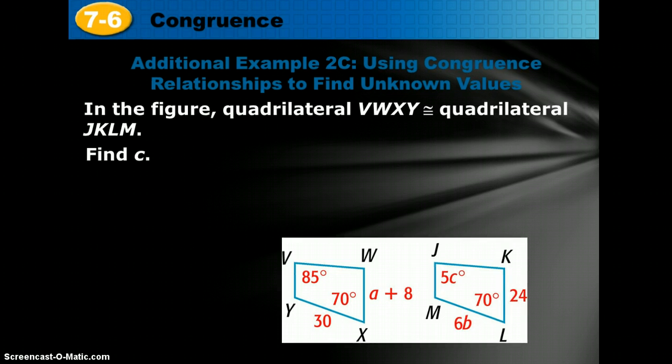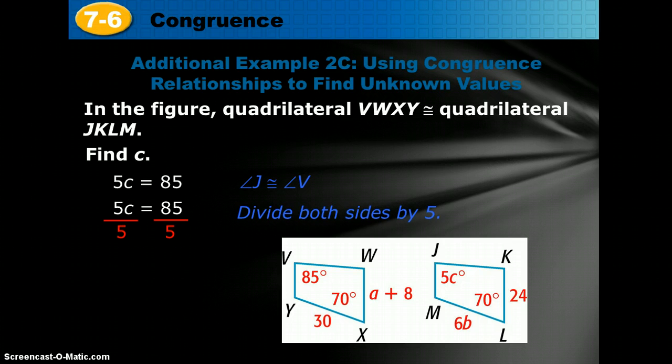The last thing we might want to find is c, and c is associated with angle J, and J corresponds to angle V of our left-hand quadrilateral, so we can set 5c equal to 85 because they are corresponding angles, so then we know they are congruent to each other. So 5c equals 85, dividing by 5 on both sides, we would find c equals 17.